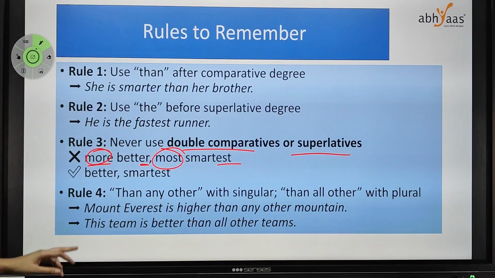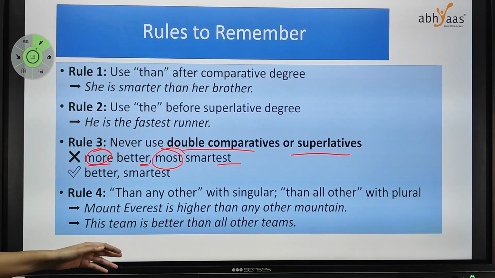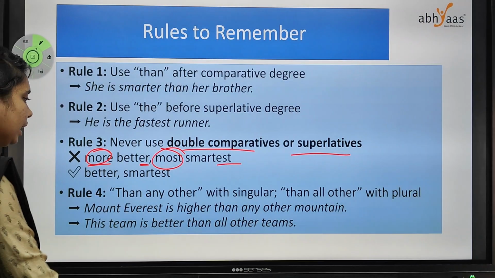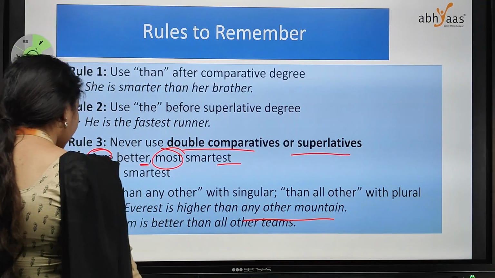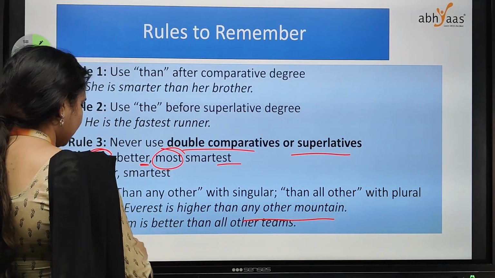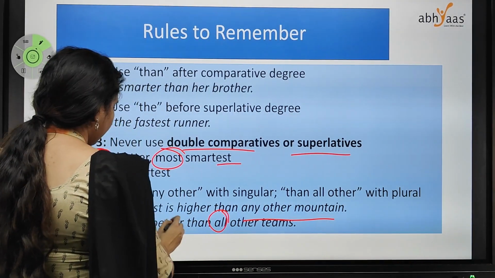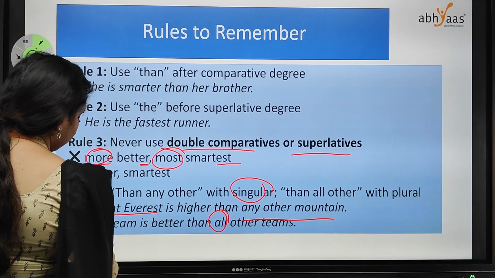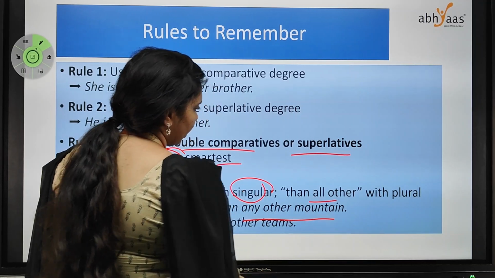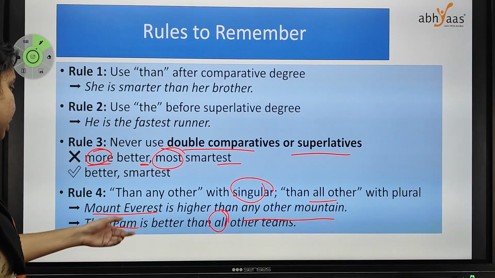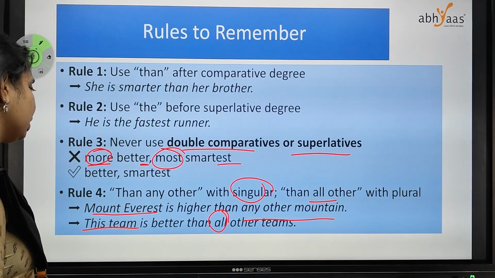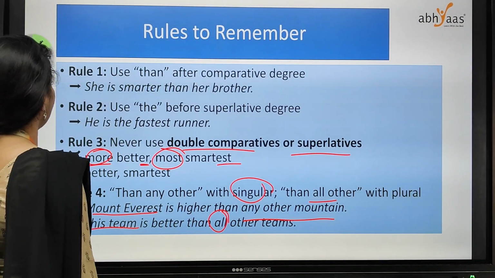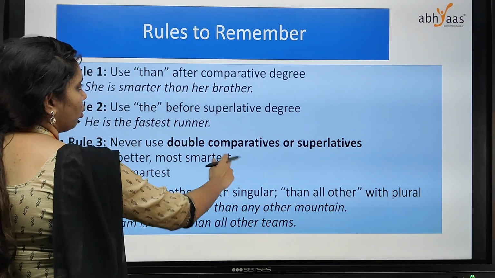Then we have the last rule: than any other with singular, than all other with plural. For example, Mount Everest is higher than any other mountain, and this team is better than all other teams. Why? Mount Everest is singular, but team is plural. That is why there is a difference between any other and all other. It is just the singularity and plurality of the noun that we are discussing.